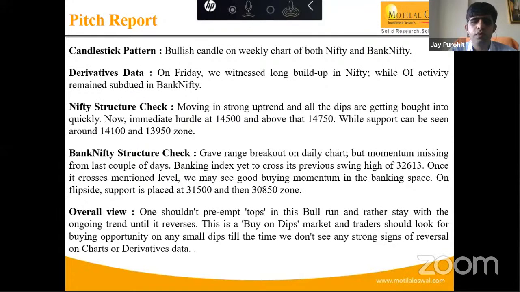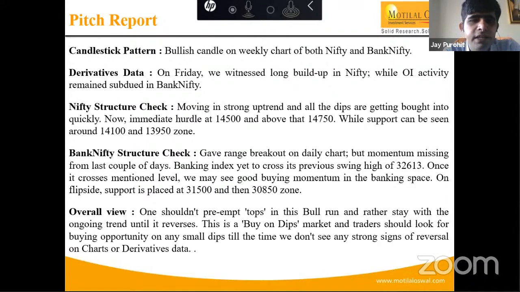But if we look at the overall weekly chart structure, then the Nifty has ended the week with a gain of around 2.35%, while the Bank Nifty ended the week with a gain of around 2.75%. So on an overall week-on-week basis, outperformance is there on the banking side. Now, for the last 2 days, we are seeing good buying momentum in sectors like auto and IT, and because of that, the Nifty is outperforming the Bank Nifty.